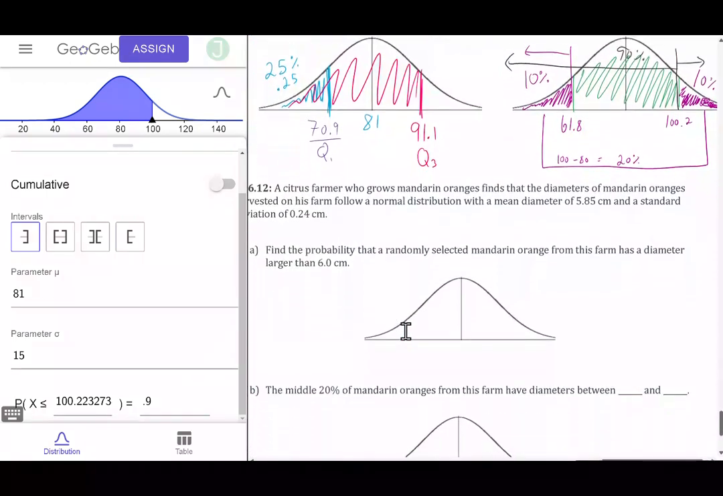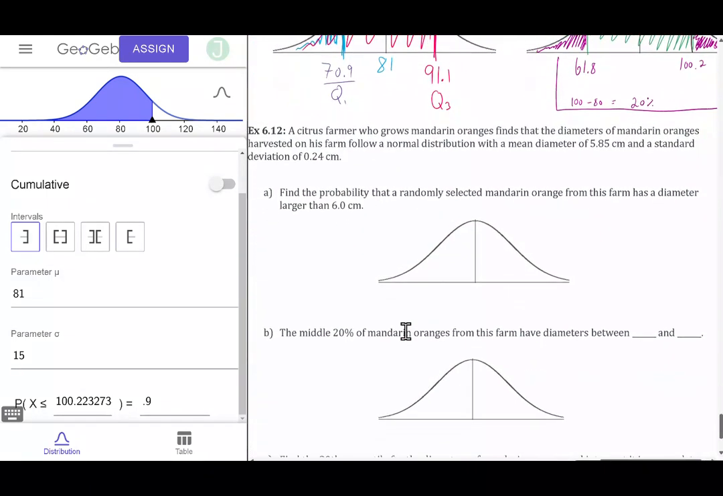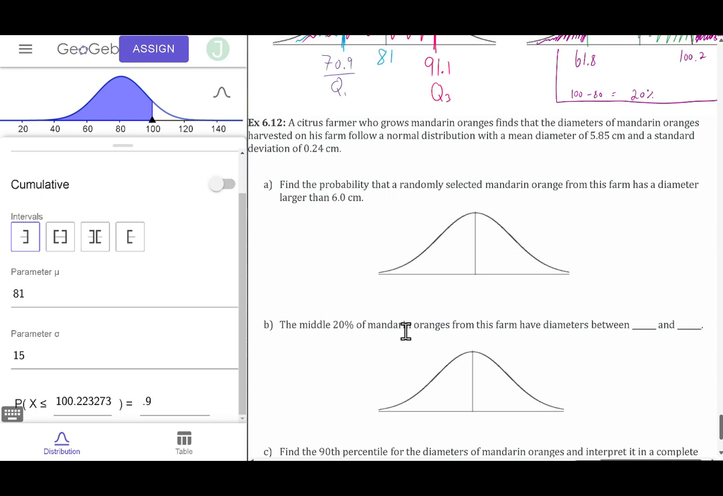All right, we have one last example that has 3 parts to it. Example 6.12 says a citrus farmer who grows mandarin oranges finds that the diameters of mandarin oranges harvested on his farm follow a normal distribution, with a mean diameter of 5.85 centimeters and a standard deviation of 0.24 centimeters.